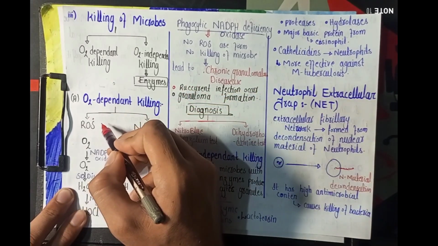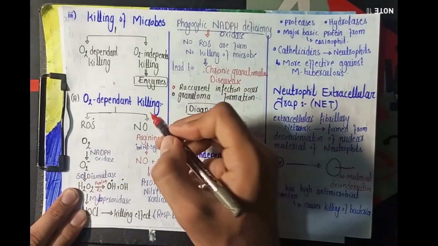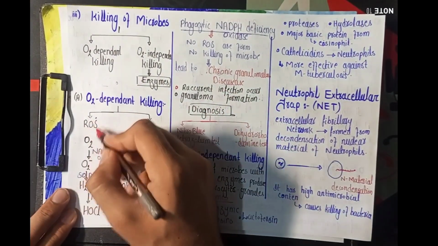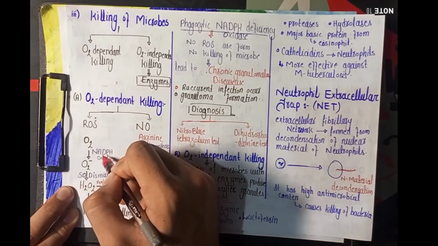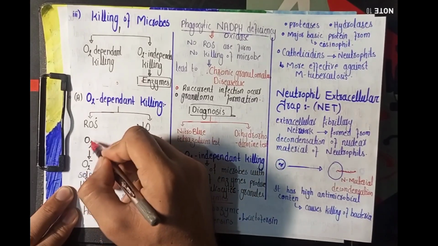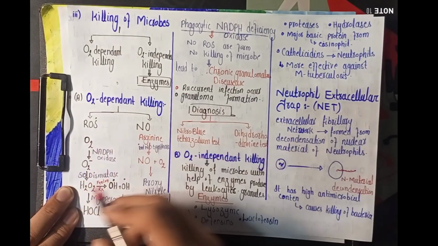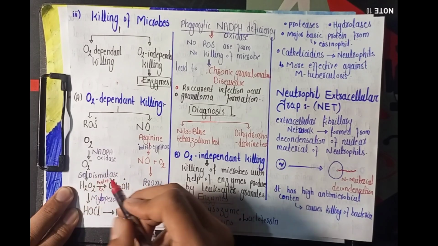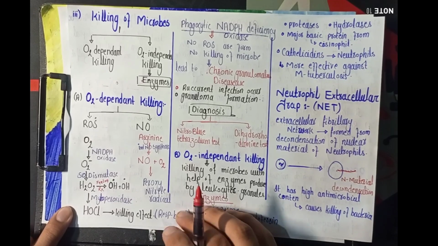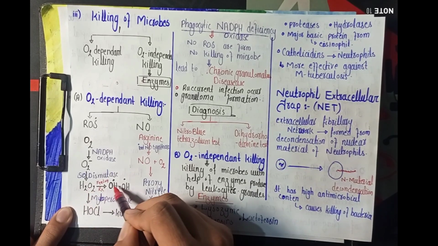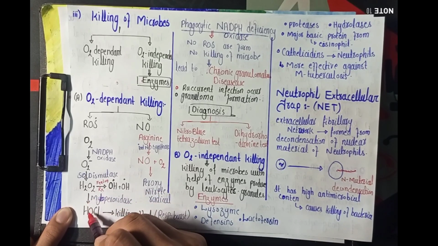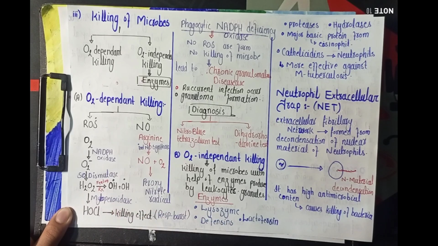So oxygen dependent killing may occur due to the formation of reactive oxygen species or the formation of nitric oxide. Now, how are reactive oxygen species formed? There is an enzyme known as NADPH oxidase, which oxidizes NADPH and reduces the oxygen molecule to the superoxide anion. This superoxide anion is then converted into hydrogen peroxide with the help of superoxide dismutase. The hydrogen peroxide may then be converted into the hydroxyl radical by the Fenton reaction, or into hypochlorous acid with the help of the myeloperoxidase enzyme.